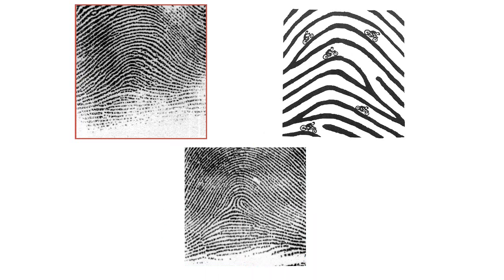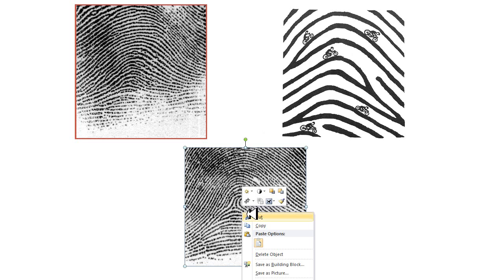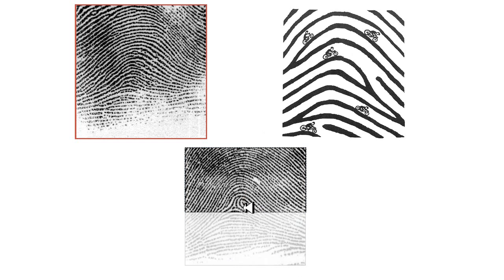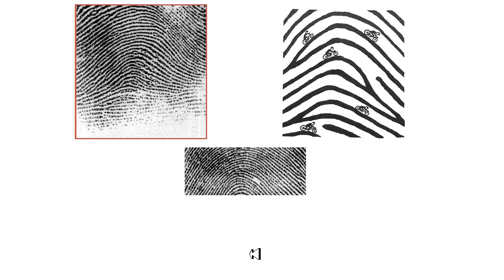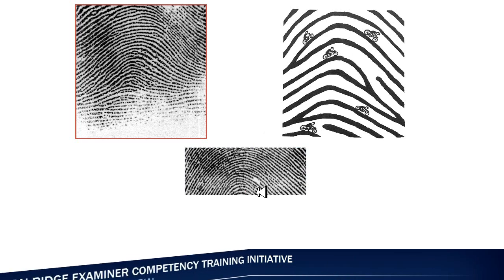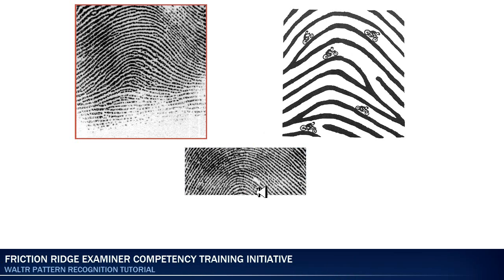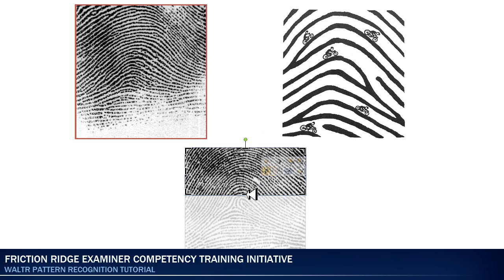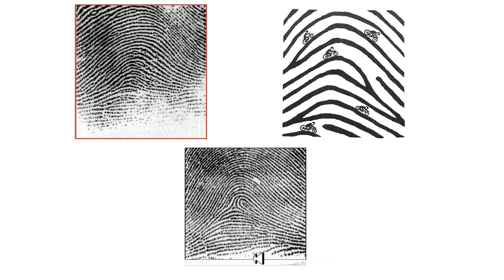Is that an arch pattern? You need to be looking very carefully right here in the center. Again, because if I take away some of that, now it's starting to look like a plain arch. And that's why you have to have the entire pattern area to determine the pattern type. Let's take it back down.